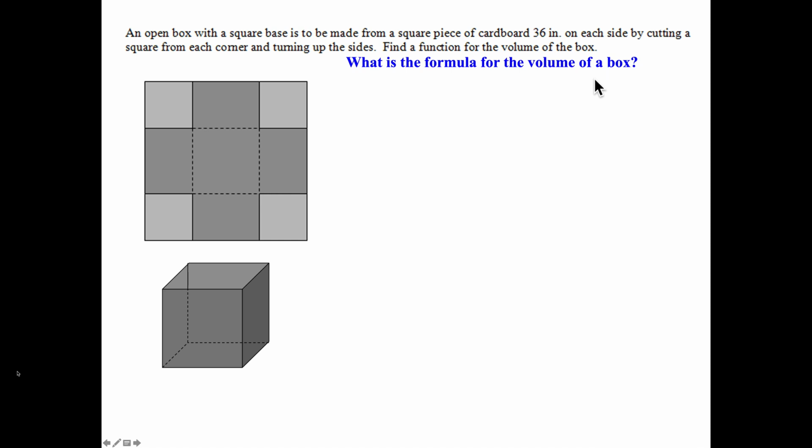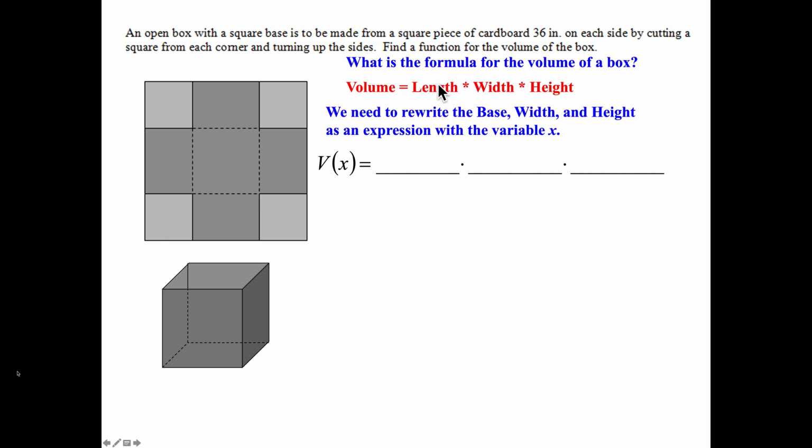Okay, so the volume of a box is length times width times height. So what we know here is that all 3 of these dimensions have to be written with a variable x in it. Well, what I know right now is that this is a 36 by 36 piece of cardboard. What they didn't tell me was how big of a square from each corner I'm going to cut out. So that's going to be my x. This is going to be x by x, x by x, x by x, x by x.